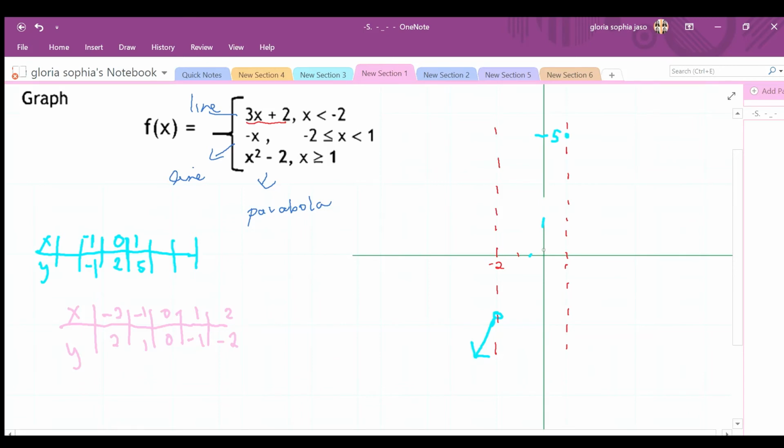So, plot natin. 0, 0, negative 1, 1. Ayan. Tapos, negative 2, 2. Tapos, 1, negative 1. Ayan. So, dito hindi naman kasama. Wag na natin isama yung point dito. So, ito na yung graph natin, class.